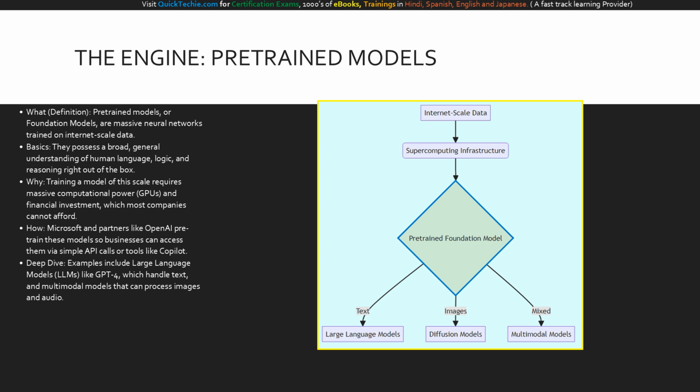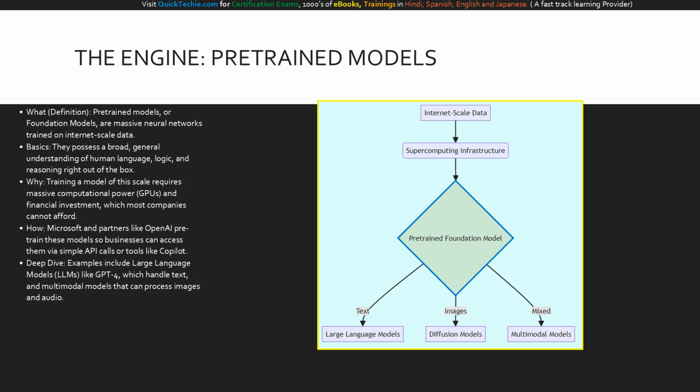As we dive deeper, recognize that these models come in various flavors: large language models, LLMs, like GPT-4 for text, code models for programming, and multimodal models capable of understanding images and audio simultaneously. Let's walk through the architecture shown here.